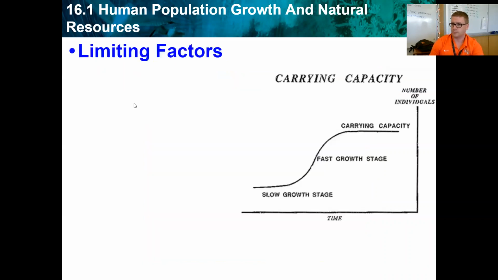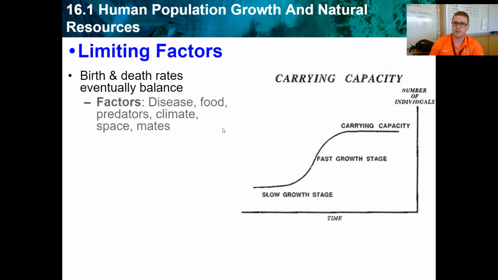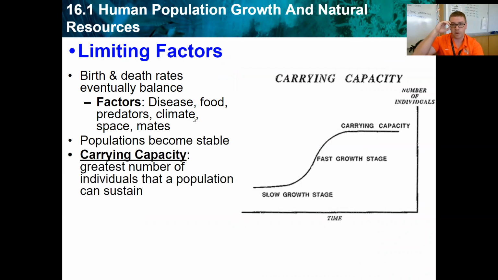We learned in our previous video that limiting factors help maintain some specific level of birth rates and death rates in an ecosystem, trying to maintain a balance, an equilibrium of sorts. We learned that that equilibrium, or the greatest number of one species that a system can hold, we refer to as the carrying capacity. It's the greatest number of individuals that a population can sustain.